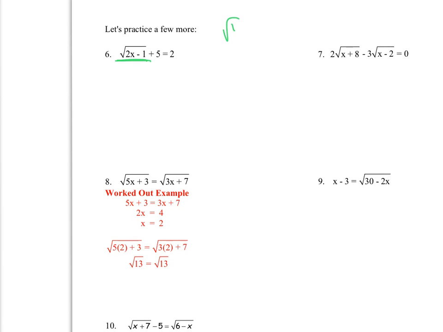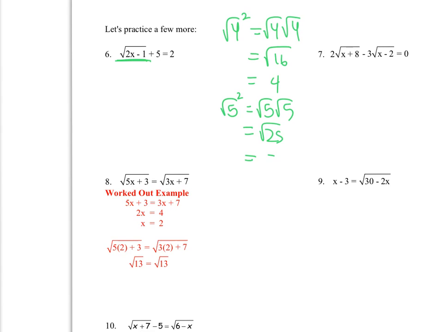right? Think about it. If you have square root of 4, if you square it, that means you're doing square root of 4 times square root of 4, which is square root of 16, which is 4. Square root of 5 squared is square root of 5 times square root of 5, which is square root of 25, which is 5. So when you square a radical, all it does, we can go right to this, it just gets rid of it, okay? So don't forget that. But to do that, you want to isolate this. You want that to be the only thing on one side of the equation.